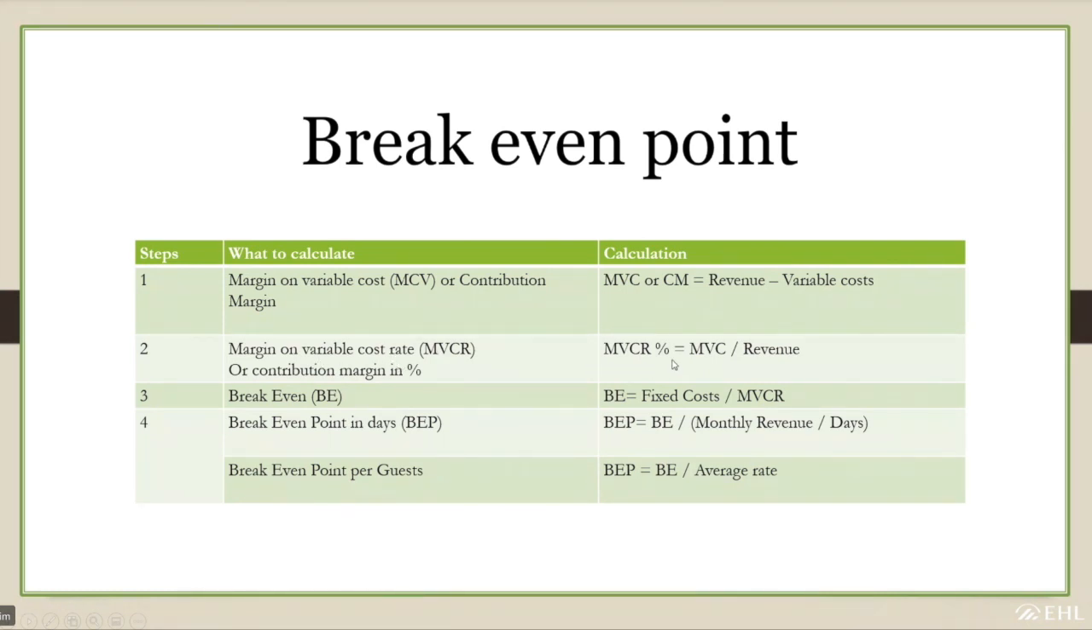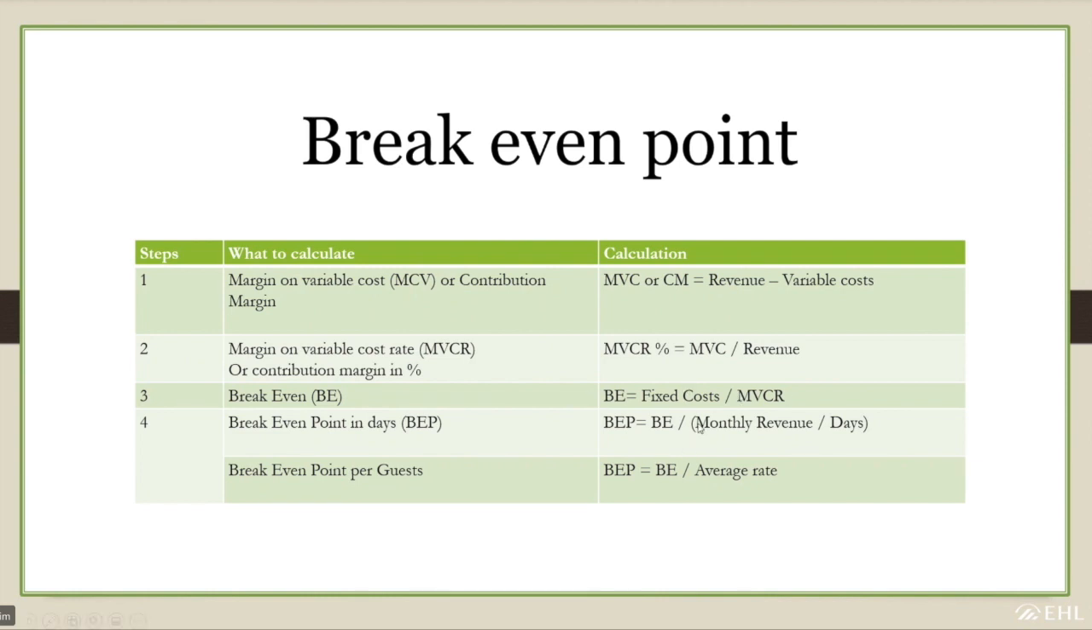And then you have to do this. You give the marginal variable cost as a percentage of the whole revenue. That's why you divide it by the revenue, so you get a percentage. Now the break-even point is the fixed cost divided by the MVCR, and that's your break-even point. The break-even is the amount you have to gain in order to get zero profit. So it's just where costs equal your revenue.